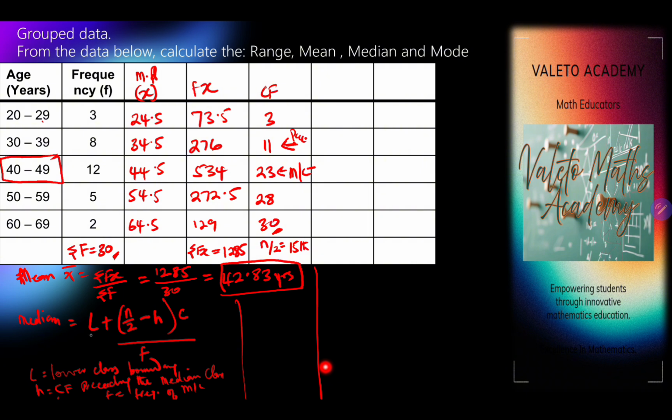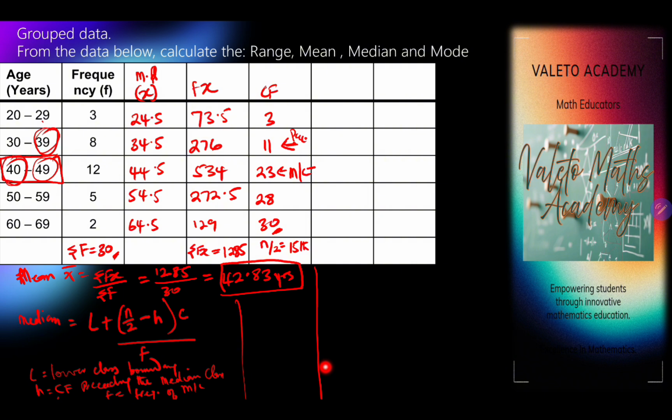We know we need the lower class boundary. Now, to get the lower class boundary, we already know this is the median class. If you observe here, the value here is 39 and the value here is 40. Okay, so 40 is the lower class boundary of the median class, and the higher class boundary of the median class is 49.